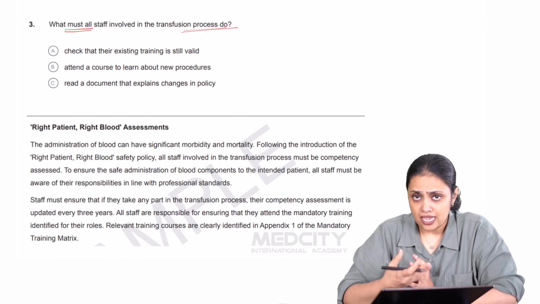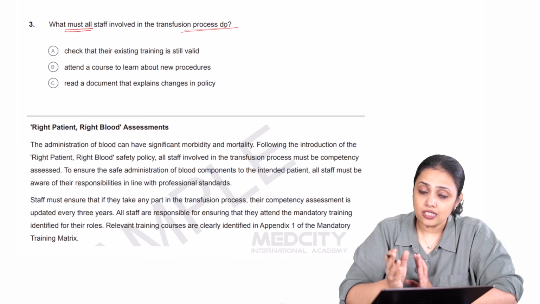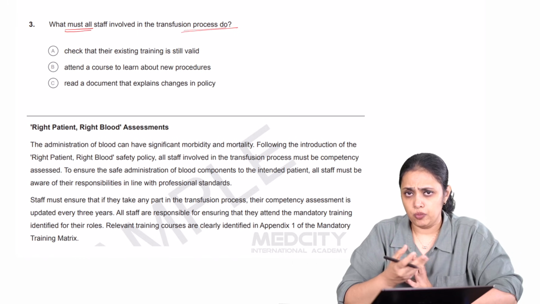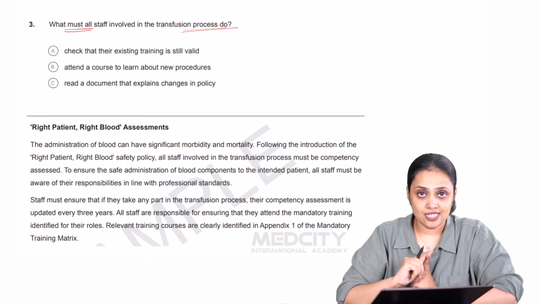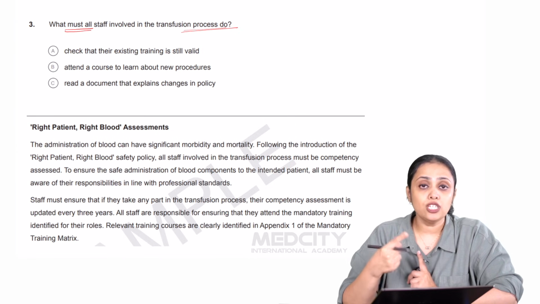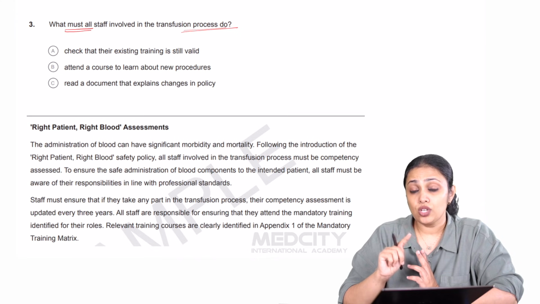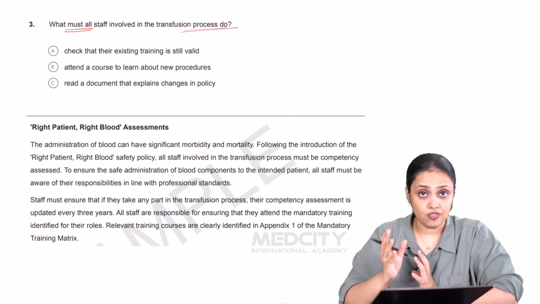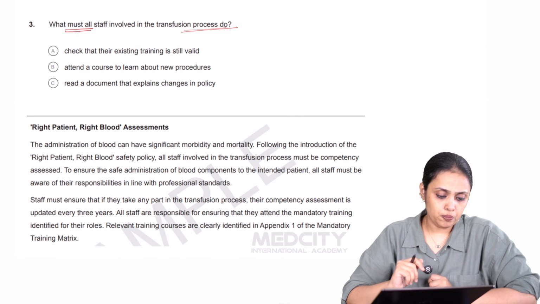So as per the passage, what is it that all the staff who are involved in this blood transfusion must be doing? Now, what did we identify, without looking at the options? That they should have done their competency assessment, which needs to be updated every 3 years, and also they should have undergone this mandatory training program. Right? These are the two things that we have identified which should be done by the staff. Now, let's go through the options.